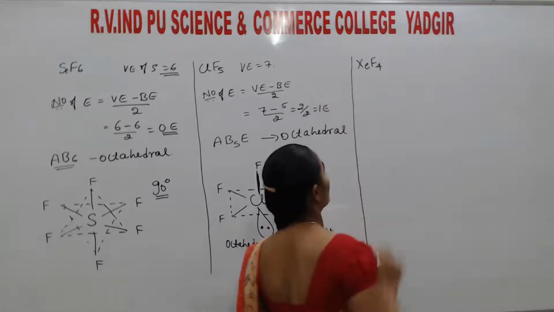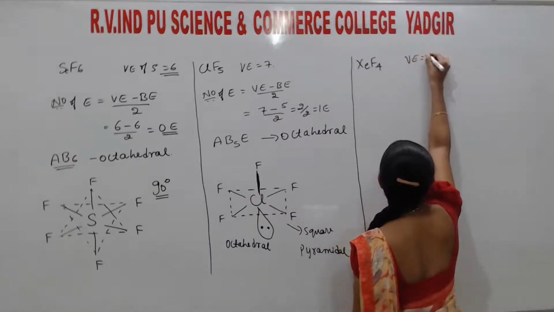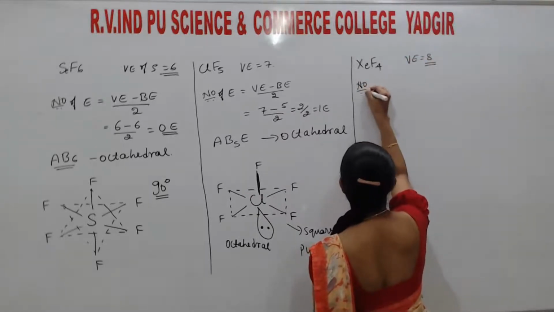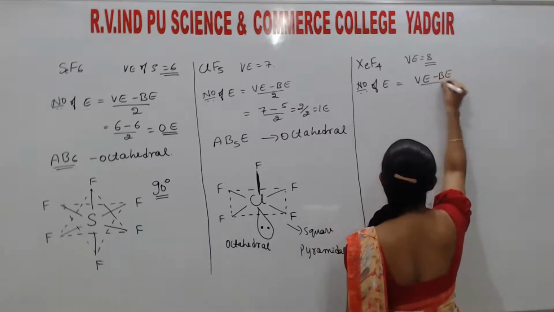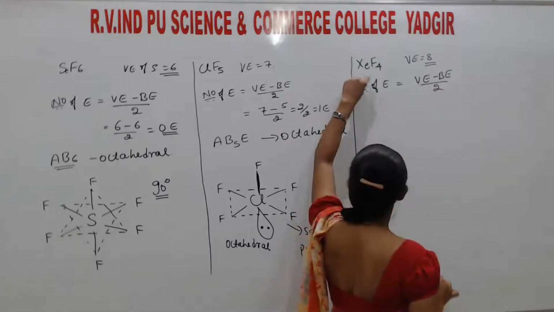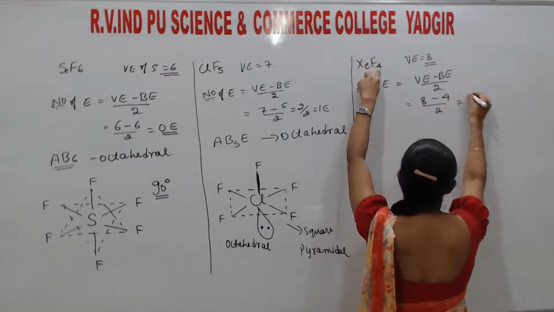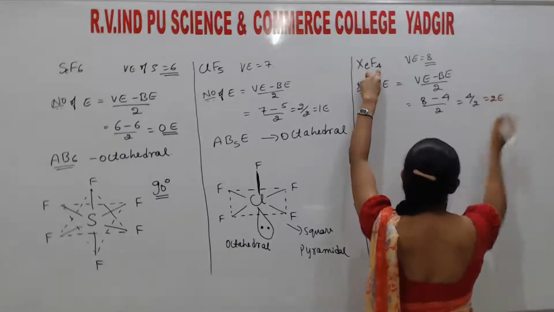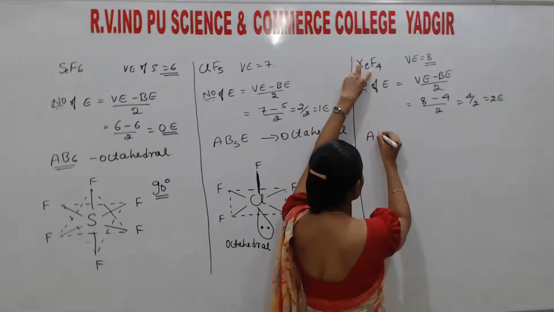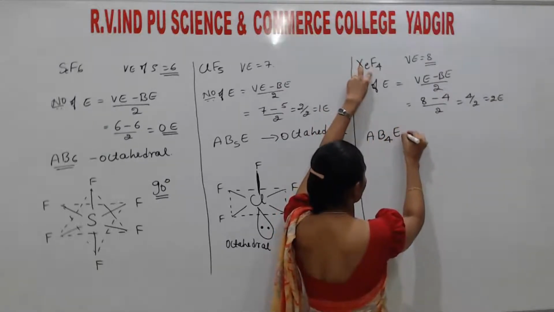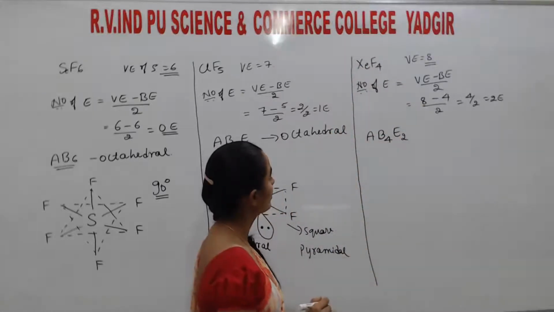XeF4. Of course, the valence electron of xenon is 8. So the number of electron pairs is valence electrons minus bonded electrons, divided by 2. So valence electron here is 8. How many are bonded here? 4. So 4 divided by 2, that is 2 electron pairs. So students, here the atom is A, this one is B 4 times, and the lone pair electron is E2.